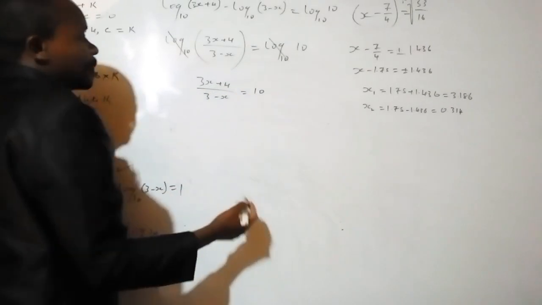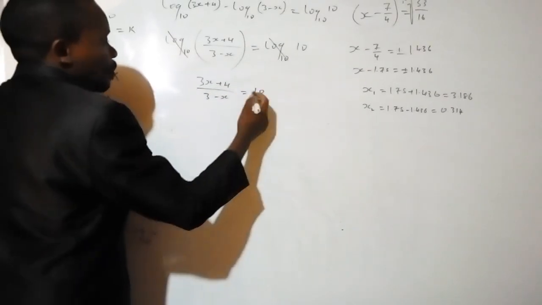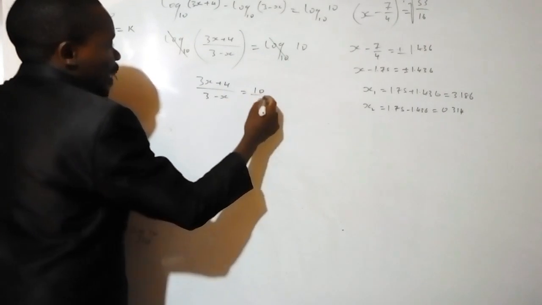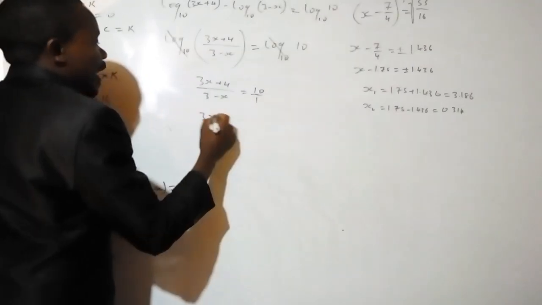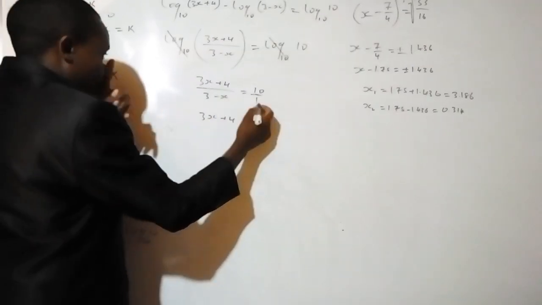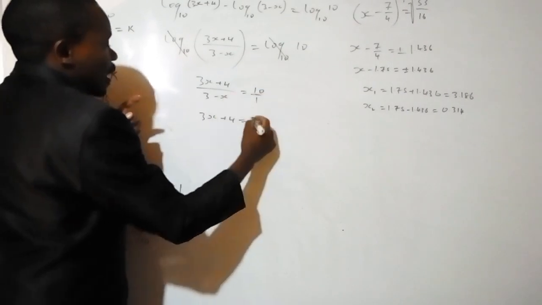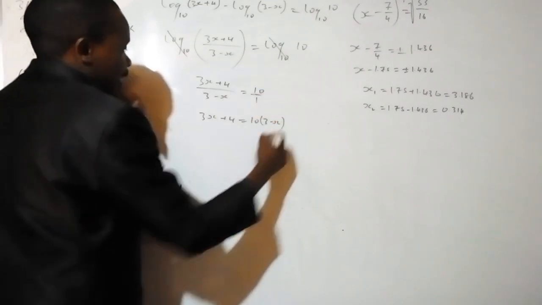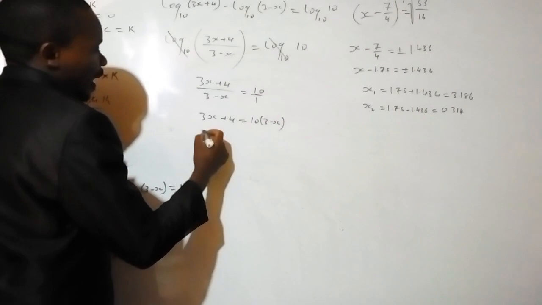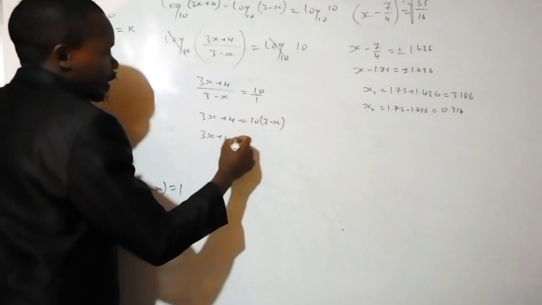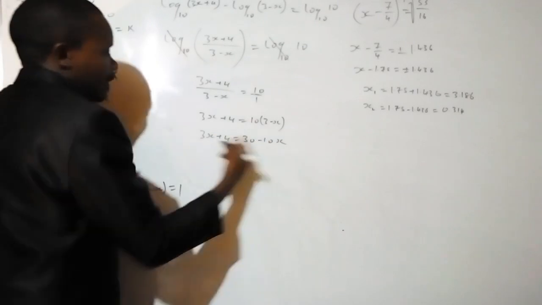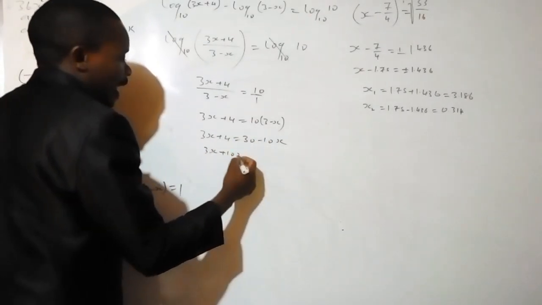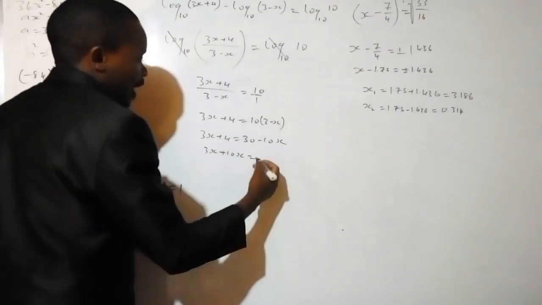Then after that you cross multiply; you can even say it's 10 over 1. 3x plus 4 goes with 1, then 10 goes with 3 minus x. We open the bracket: 3x plus 4 equals 30 minus 10x. Collect like terms: 3x plus 10x, then our 4 goes to the other side, 30 minus 4.